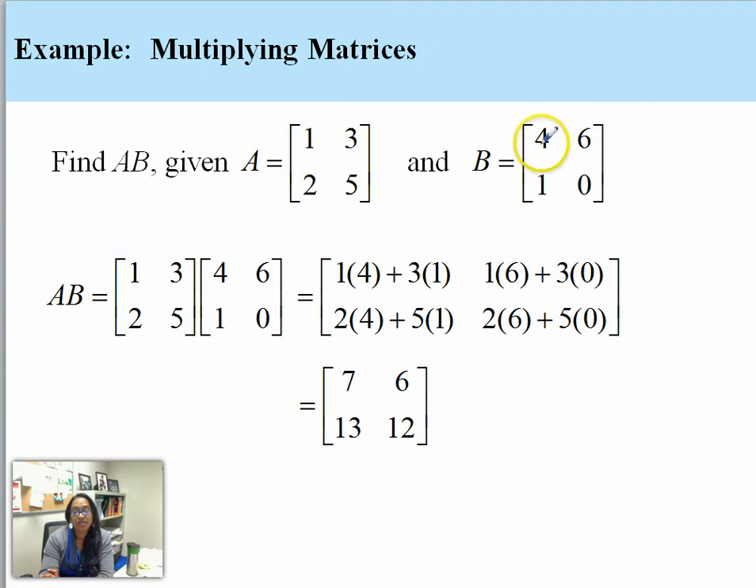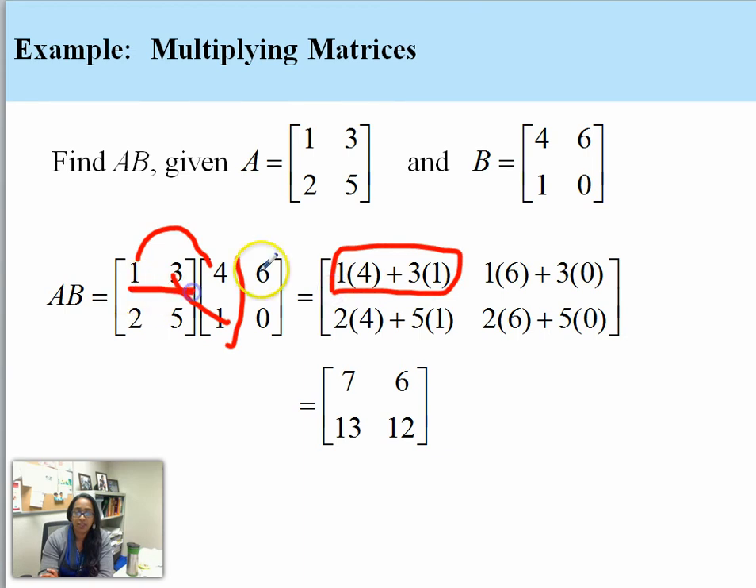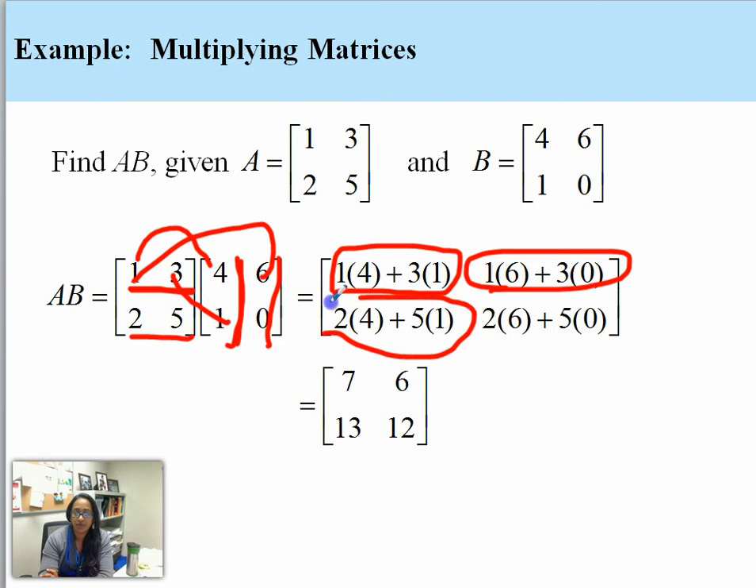So the 2 by 2 matrix, the columns of the first matrix are equal to the rows of the second matrix. Remember, it's rows times columns. So 1 times 4, 3 times 1. That's going to be the first element. Row 1 times column 2: 1 times 6 and 3 times 0. Rows times columns. So 2 times 4 plus 5 times 1. Rows times columns. 2 times 6 plus 5 times 0. And that's going to be 7, 6, 13, and 12.